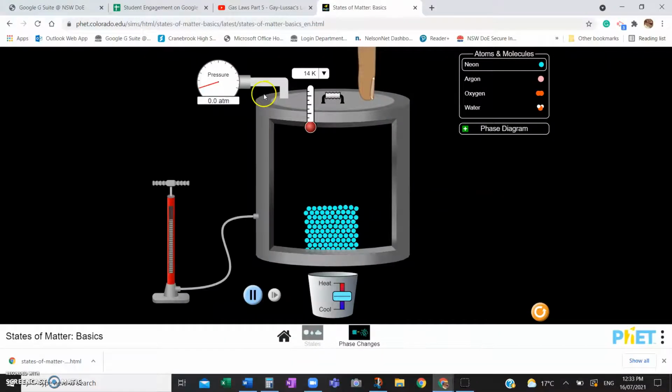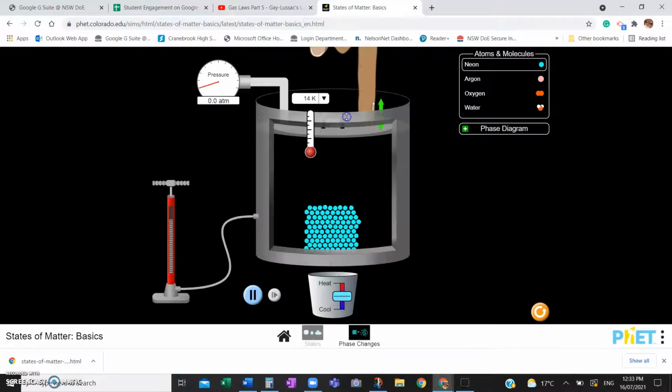States of matter basics. So what you can see here is I can change the volume at the top here, moving this up and down, and then we can measure the pressure. I can also change the temperature, and I can have it in degrees Celsius or in Kelvin. I can also increase the pressure by adding more particles. And I can heat and cool down the bottom.